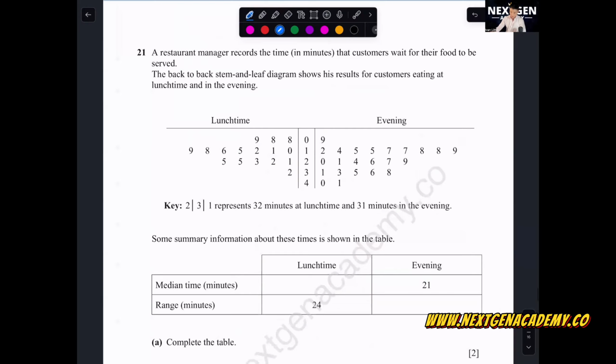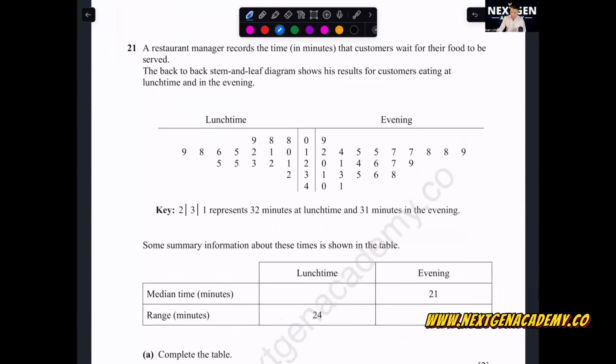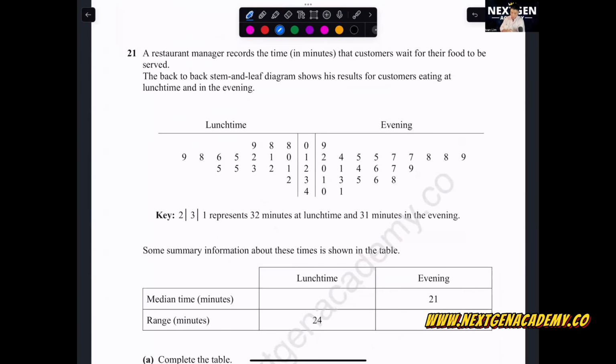Question 21. A restaurant manager records the time in minutes that customers wait for their food to be served. The back-to-back stem and leaf diagram shows its results for customers eating at lunchtime and in the evening. Do you all know how to read this stem and leaf diagram? This is called your stem. This is your group. For the right-hand side, this is how you read: 9, 0, 8, 0, 8, 0, 9. Then for the left-hand side, like this.